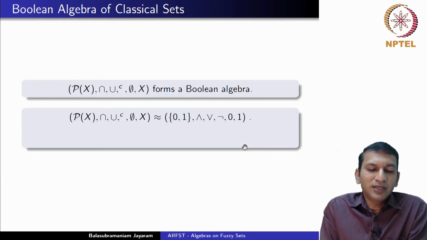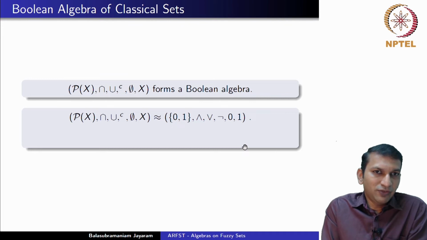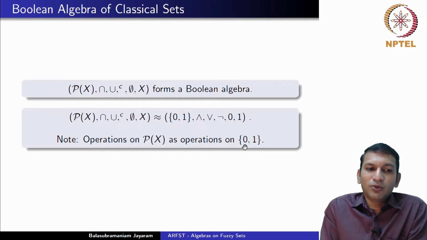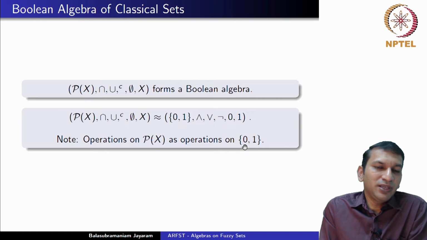And note that this was also readily translatable, and noticeable in terms of the underlying codomain of the corresponding characteristic functions, that is, on the set with just 0 and 1 as the elements. So once again, it highlights that operations on classical sets can be thought of as performing operations on the codomain of the corresponding characteristic functions.